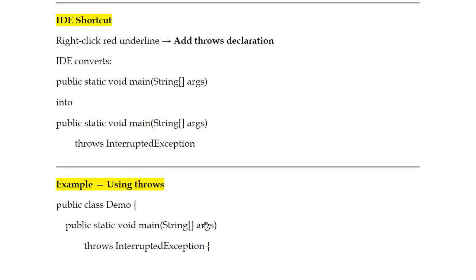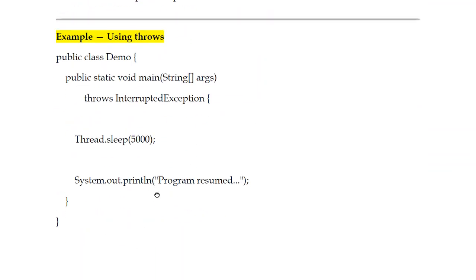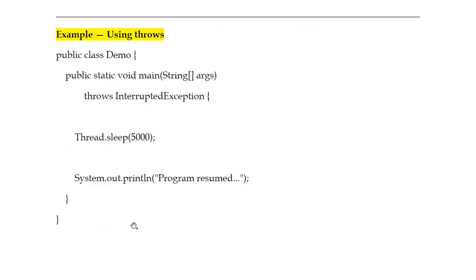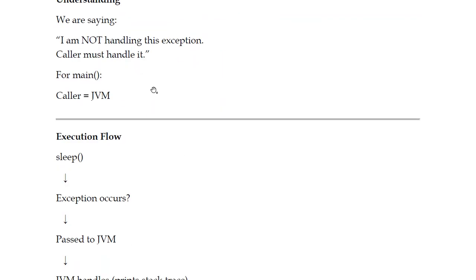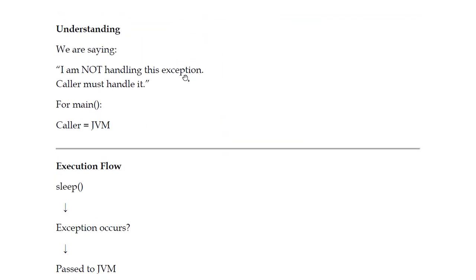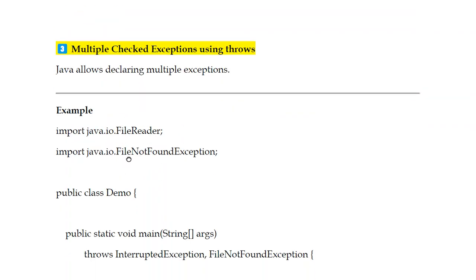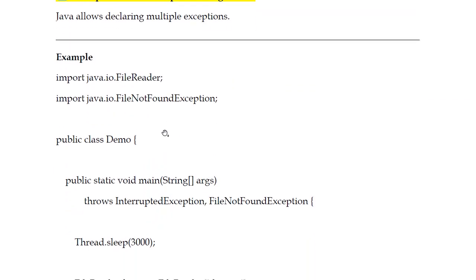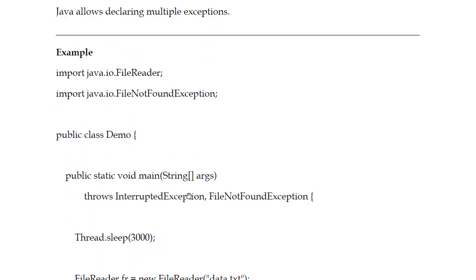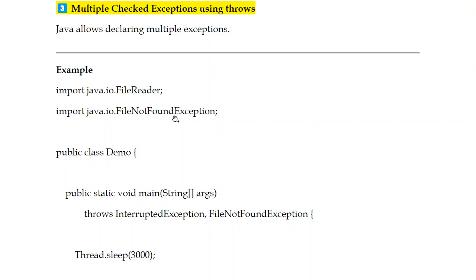So we already looked at that throws exception. The important thing we are saying is, I'm not handling this exception, the caller must handle it. Here the caller of the main function is the JVM, and no one else is handling it. Multiple checked exceptions: is it possible to declare multiple checked exceptions? Yes, using the throws keyword.